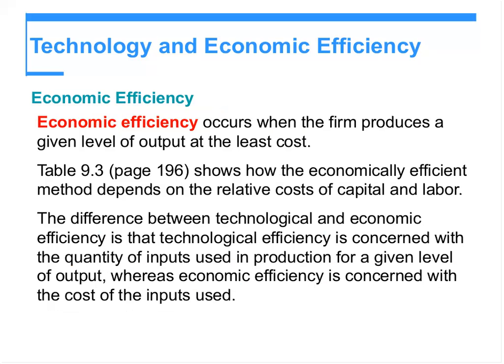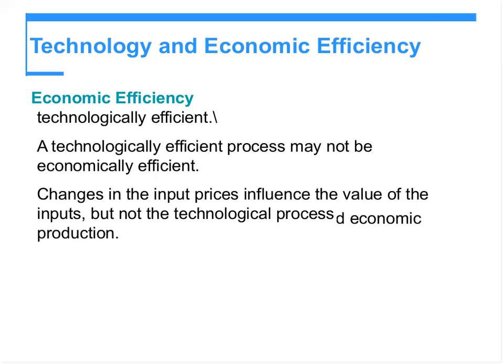As we remember, technology efficiency was the least amount of input to get a given level of output. Economic efficiency is the least amount of cost to get a given level of output. So this is how you can try to have these two in your mind. The difference between technological and economic efficiency is that technological efficiency is concerned with the quantity of inputs used in production for a given level of output, whereas economic efficiency is concerned with the cost of inputs used.